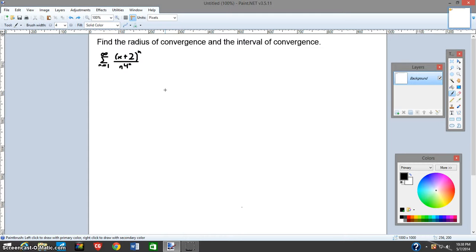We'll be doing this by going through this example, where we have to find the radius of convergence and the interval of convergence of the series between 1 and infinity of (x plus 2) to the power of n over n times 4 to the power of n.